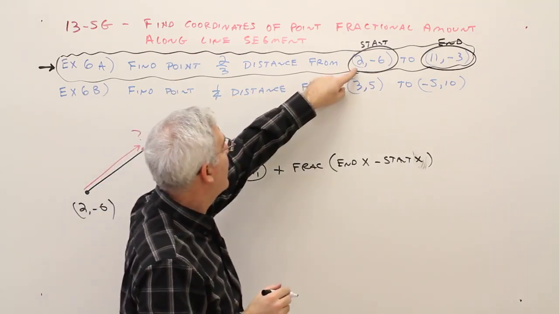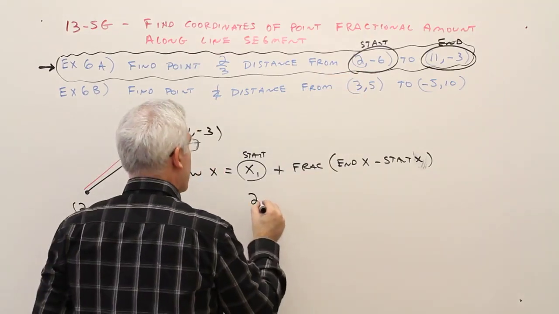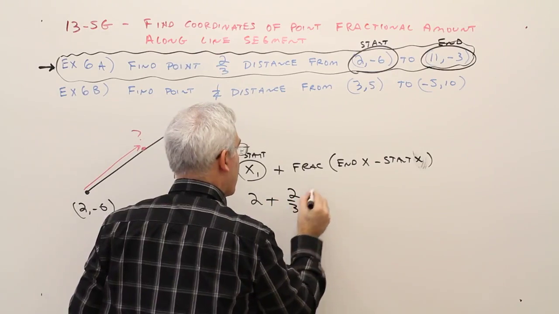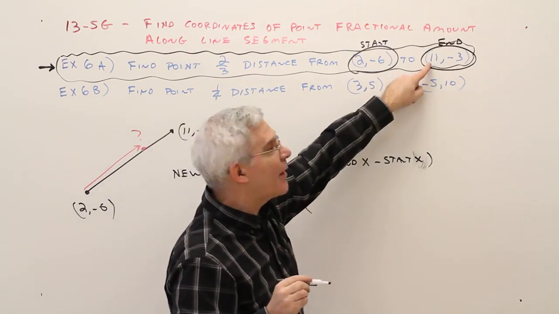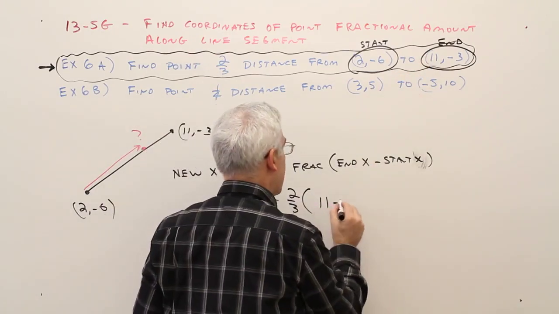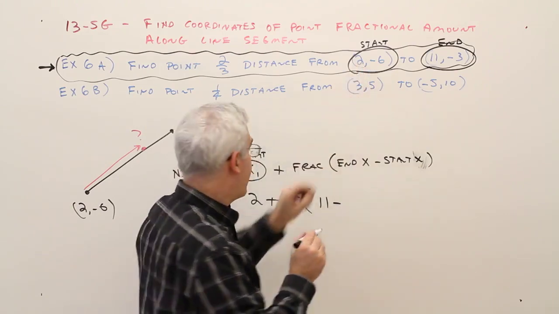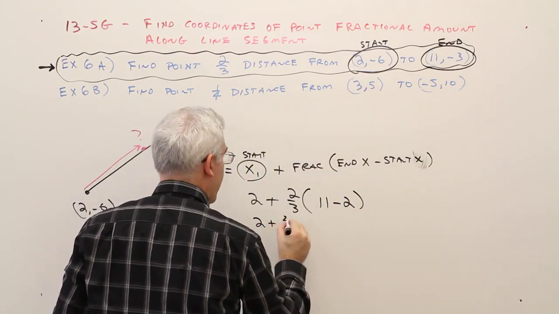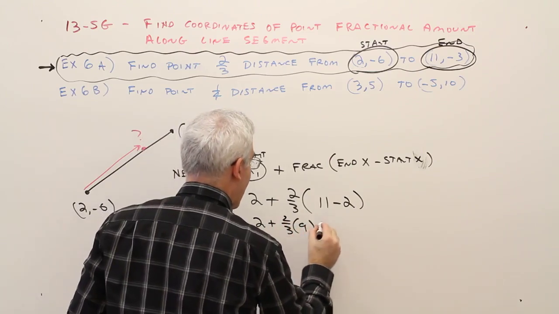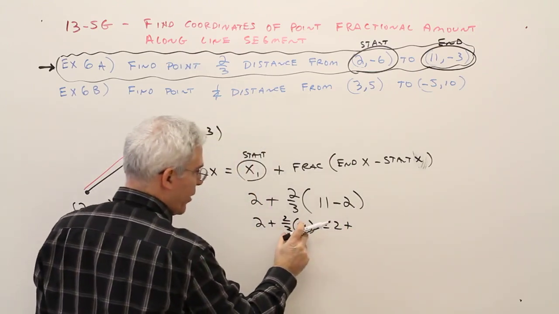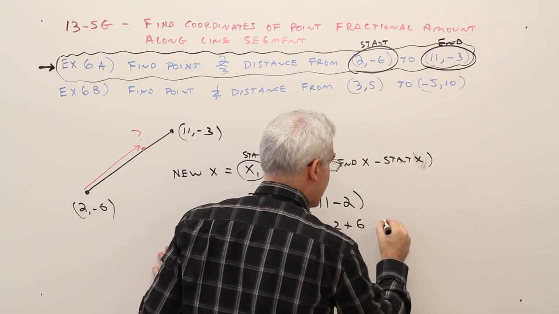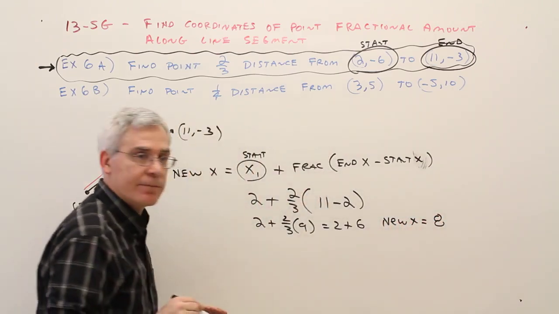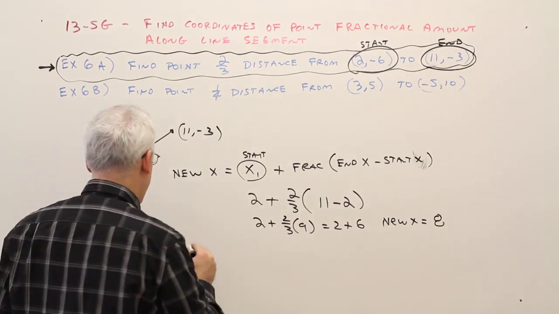I'm starting with an x coordinate of 2. My fractional amount is 2/3. The ending x is 11. The starting x is 2. Okay, so it'll be 2 plus 2/3 times 9, 2 plus 6. So my new x will be 8. Okay, let's find the new y.